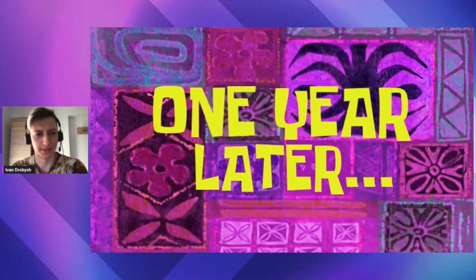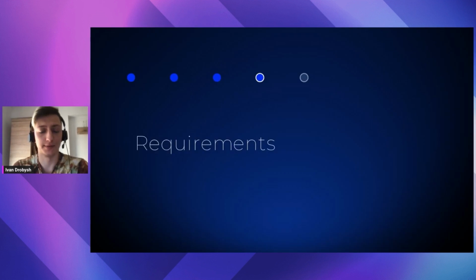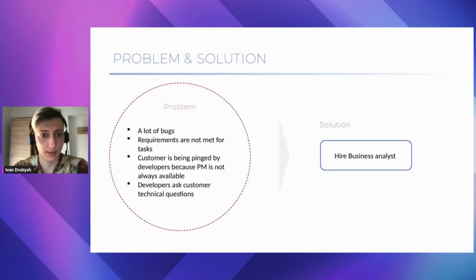Okay, you've just seen the conversation between the customer stakeholder and the project manager. The next stage of the project is requirements. We decided to name this stage so because of the problems that we have. We have a couple of them. First of all, it's a lot of bugs, and the most popular reason why we have a lot of bugs is that requirements are not met for a task.